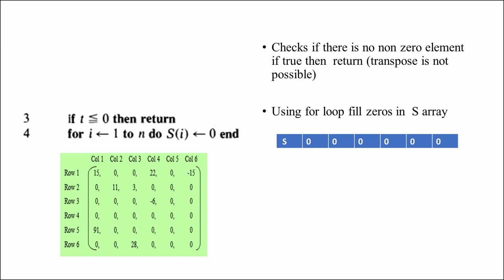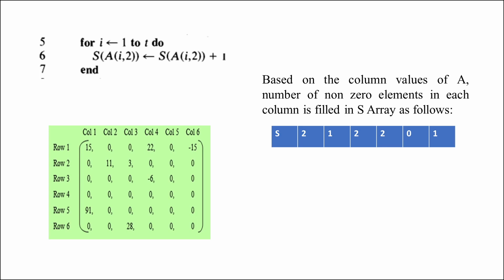Initially, we'll start with the S array. We'll fill the S array with zeros by using the specified for loop. So as you can see, the S array is now filled with 0. All the corresponding locations are filled with 0. Now, based on the column values of the A matrix, the number of non-zero elements in each column is filled in the S array as follows.